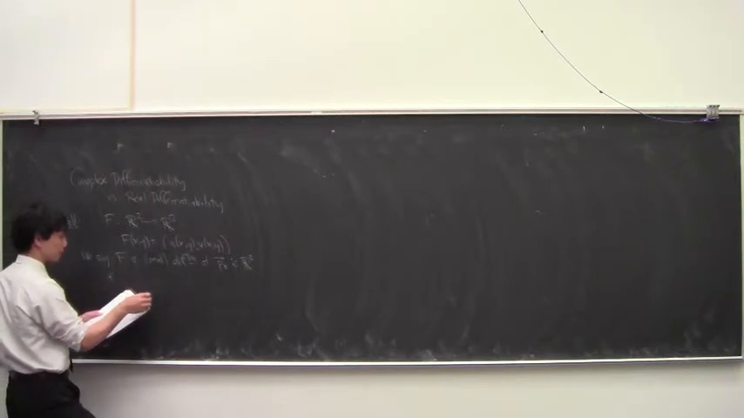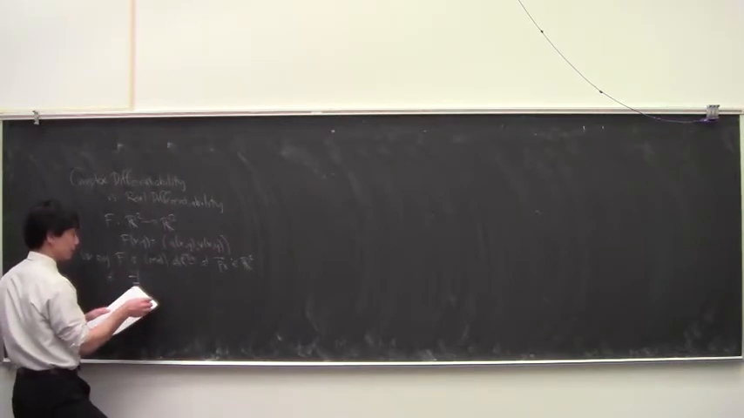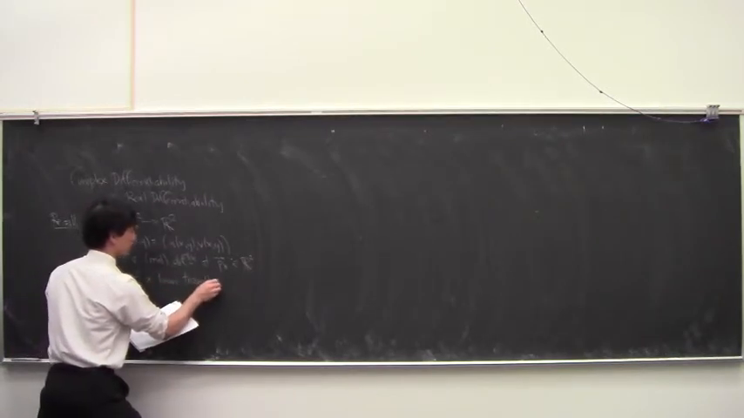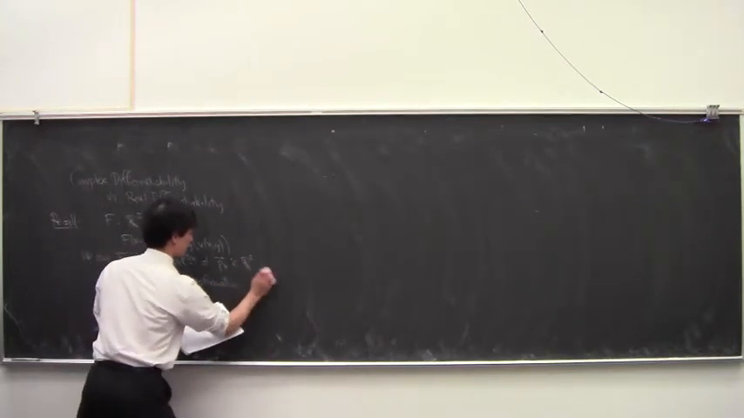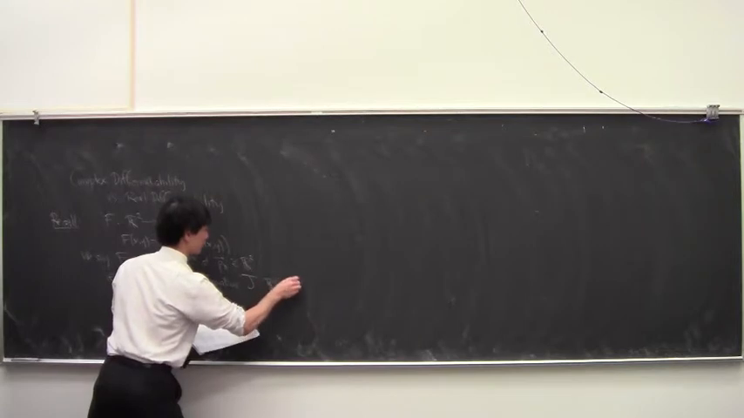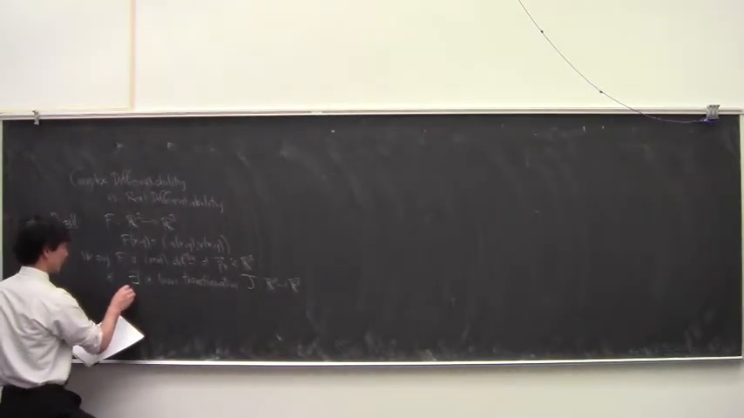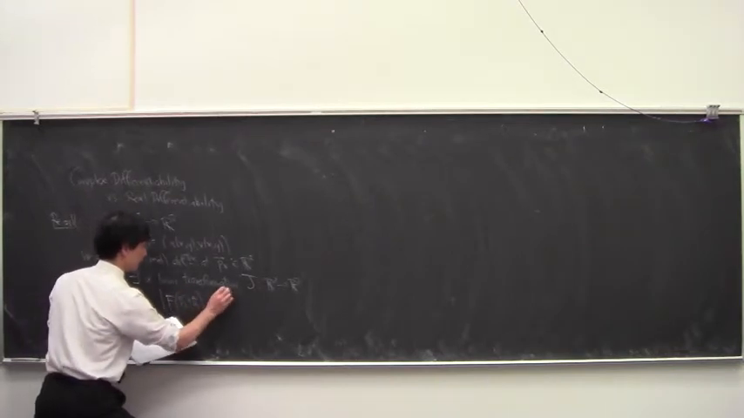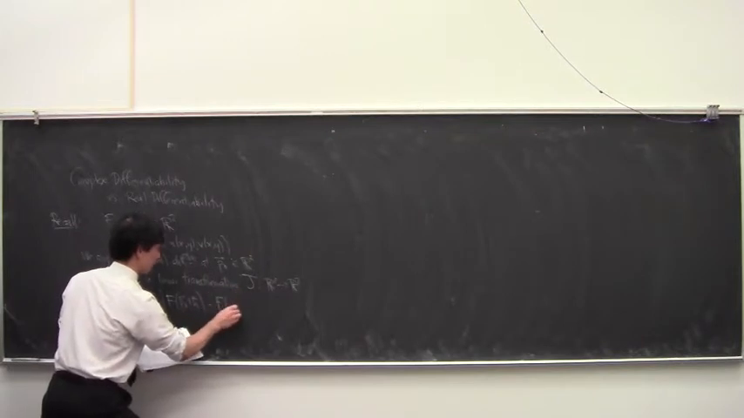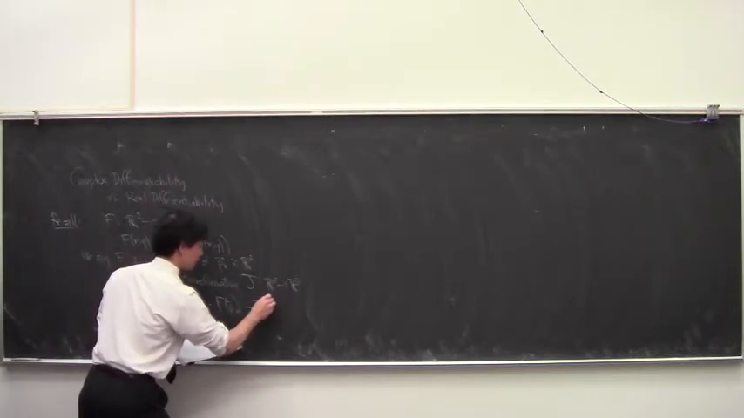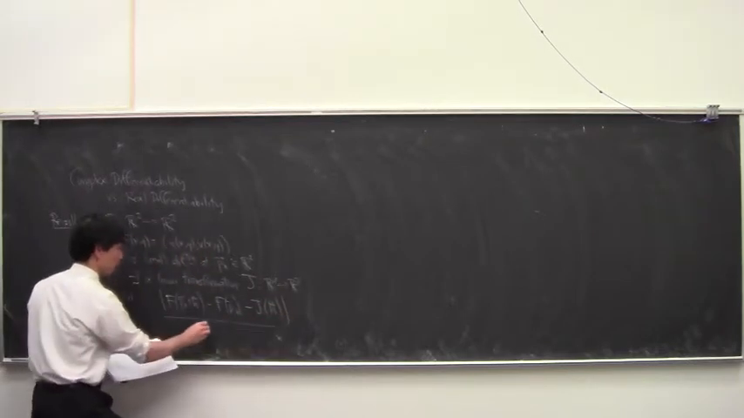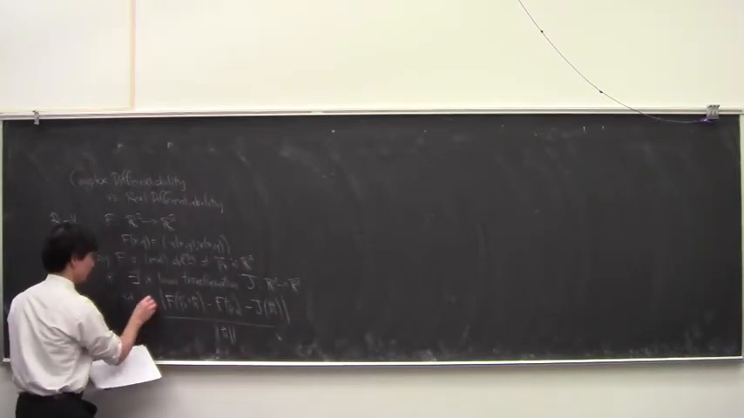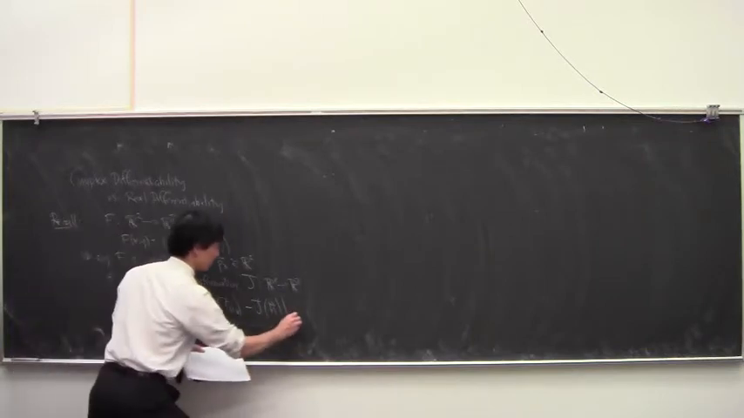if there exists a linear transformation J from R2 to R2, such that f of p naught plus h minus f of p naught minus J of h, over the norm of h, tends to 0. So the limit as h goes to 0 is 0.